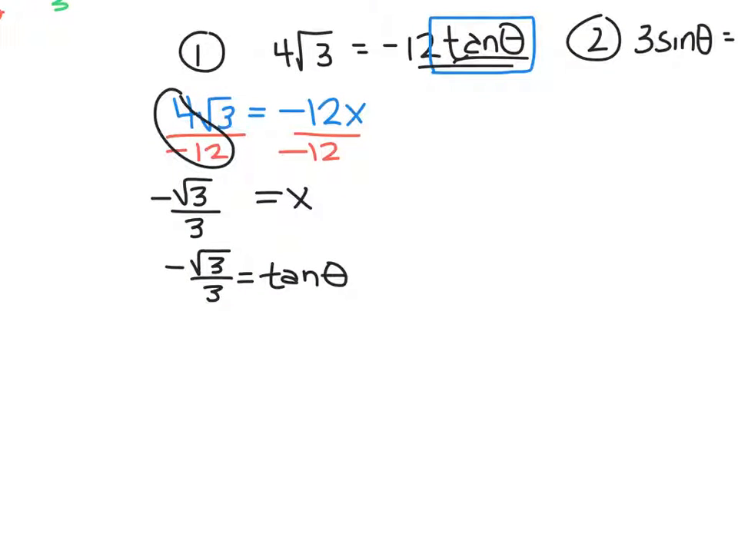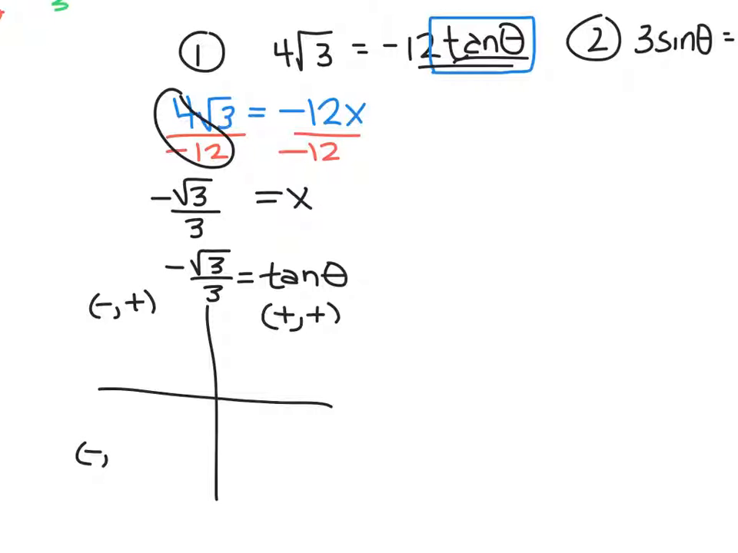So it's important to know that in your 4 quadrants, x is positive and y is positive in this quadrant. X is negative, y is positive in the second quadrant. X is negative and y is negative in the third quadrant. And x is positive and y is negative in the fourth quadrant. So we're looking at where tangent is negative. Tangent is y divided by x. So tangent is negative in the second quadrant and the fourth quadrant, and it's positive in these 2 quadrants.